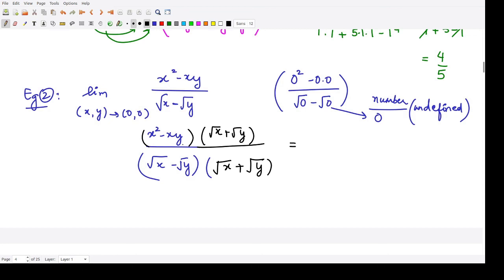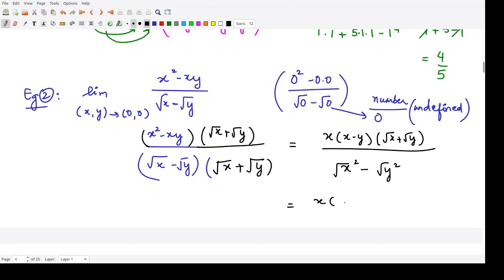So from here, what will you get? In the denominator you would have (√x)² − (√y)², and in the numerator, when you solve this, you could take x common, so it would be x(x − y)(√x + √y). So here you would have (x − y)(√x + √y) divided by (x − y). And here the limit also varies from the point (x, y) to (0, 0).